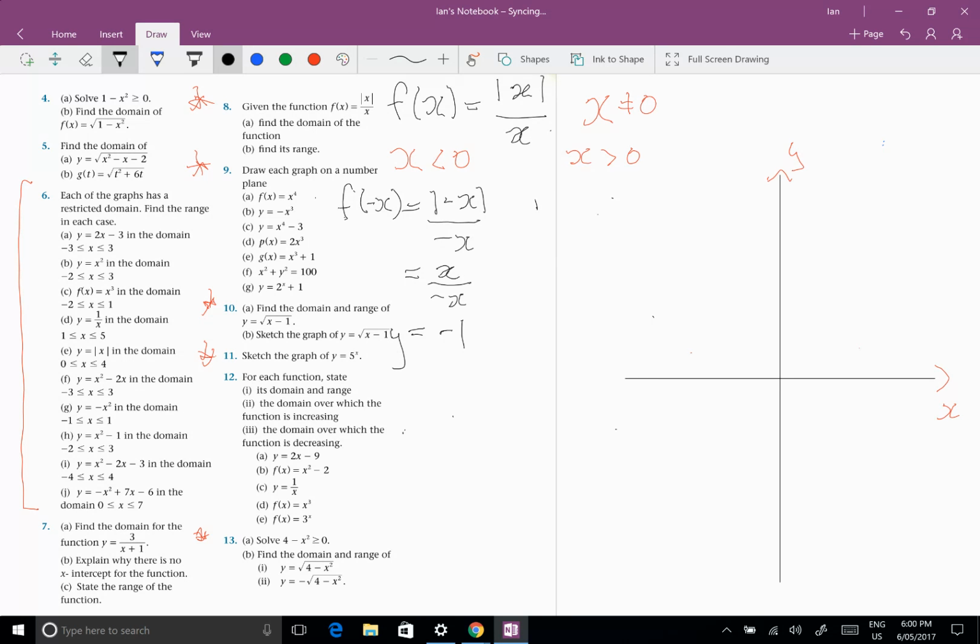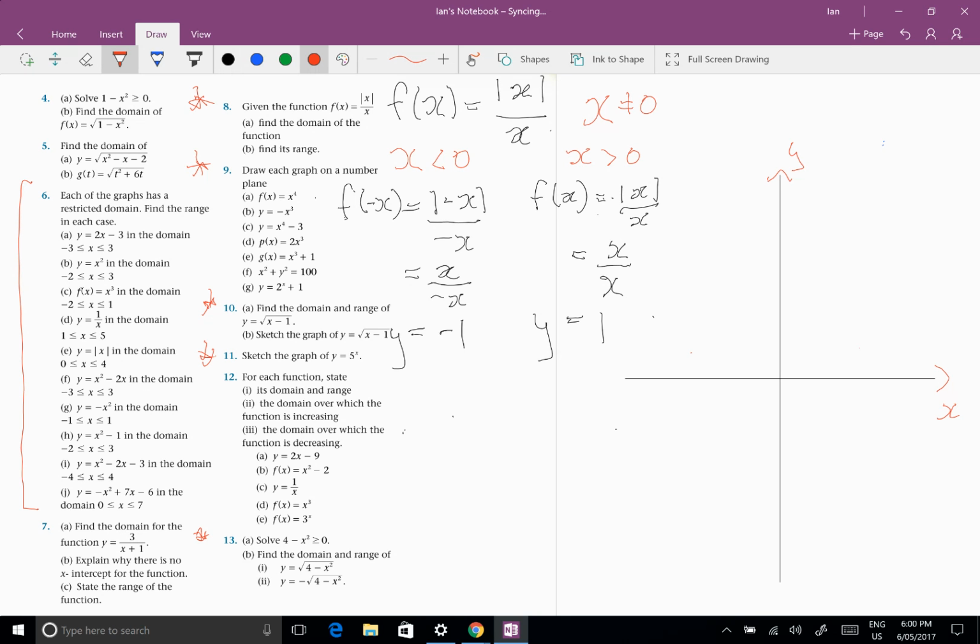What about f of x? Well, that's going to be the absolute value of x, and remember, over x. And that just means we'll get x on x, which equals 1. So that means on the right-hand side, y always equals 1.